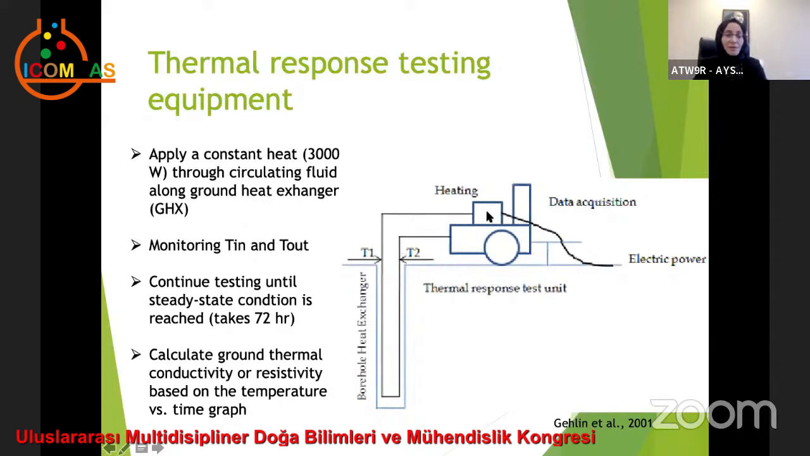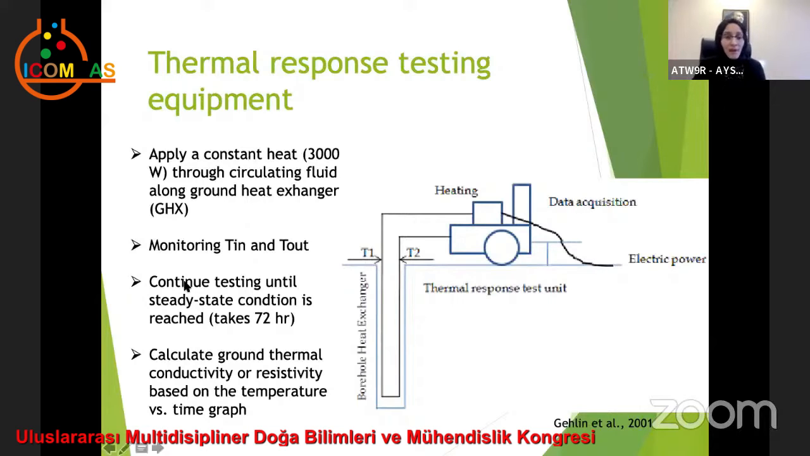And under the constant heat rate, you can measure the temperature into the well and out from the well. And based on those two temperature parameters, you can estimate the ground thermal properties. And after applying the heat rate, we monitor, as I said, T in and T out, and we will continue the test until the steady state condition is reached. This usually takes 72 hours.